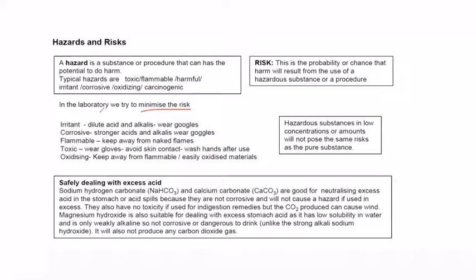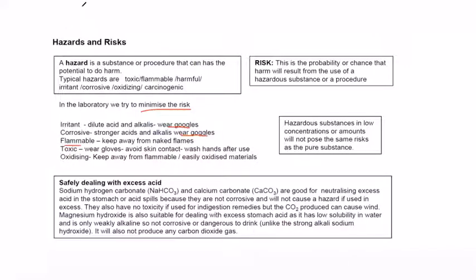So why do we wear gloves, goggles or a lab coat? We reduce or minimize the risk. If something is flammable, such as organic compounds, we should keep it away from a naked flame, and we should not expose it directly to a flame. If something is toxic, wear gloves, avoid skin contact, and wash hands after use. Oxidizing means it can easily oxidize material or can catch fire as well, so we should always keep it away from flammable things.